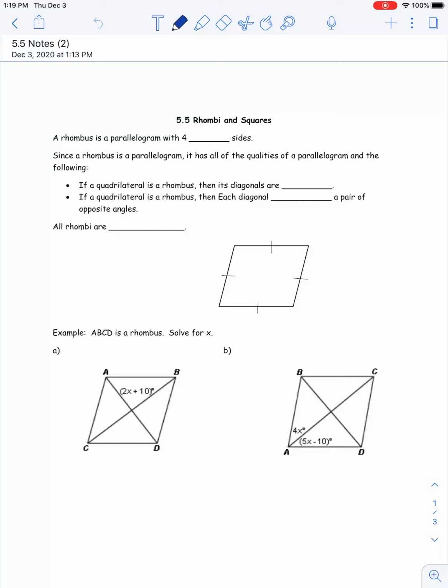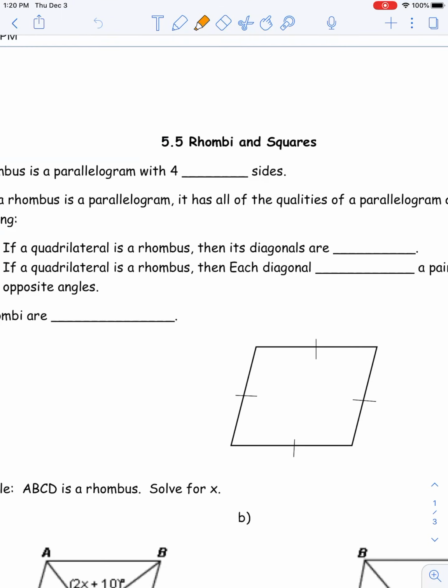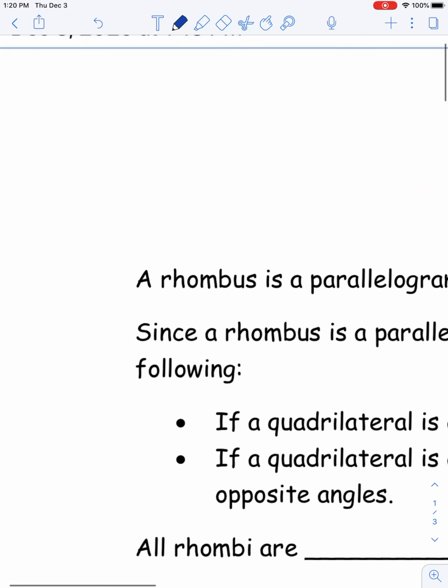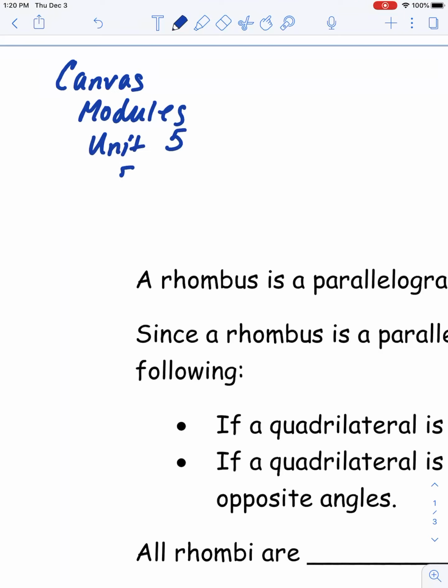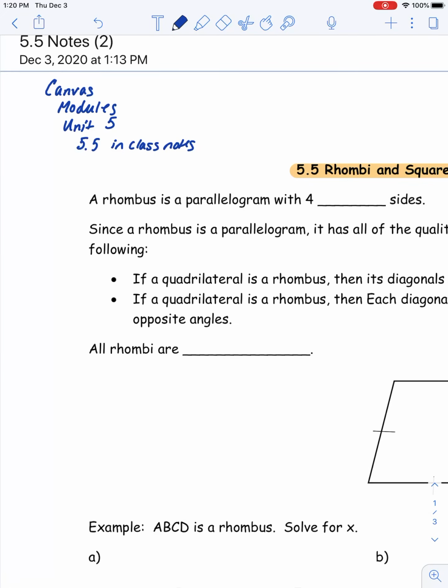So I want you guys to take a minute, if you haven't already. We're looking at lesson 5.5, rhombi and squares. You're going to pause this video right here because you need to find these notes. You can find them in Canvas, under Modules, under Unit 5, and they are the 5.5 in-class notes. So that's where you're going to find these notes if you haven't done so already, so go ahead and pause and get there, and then come back.